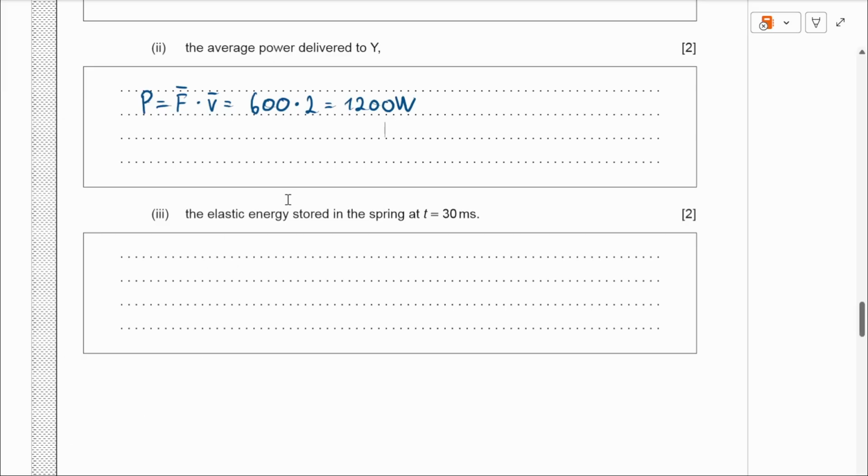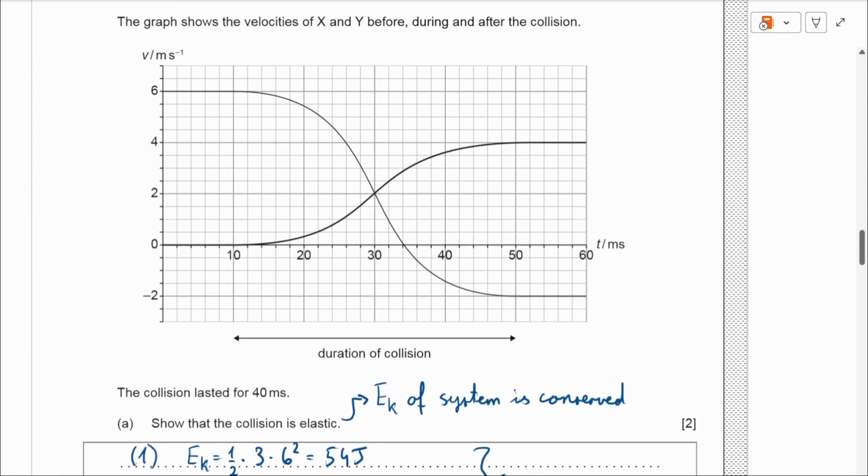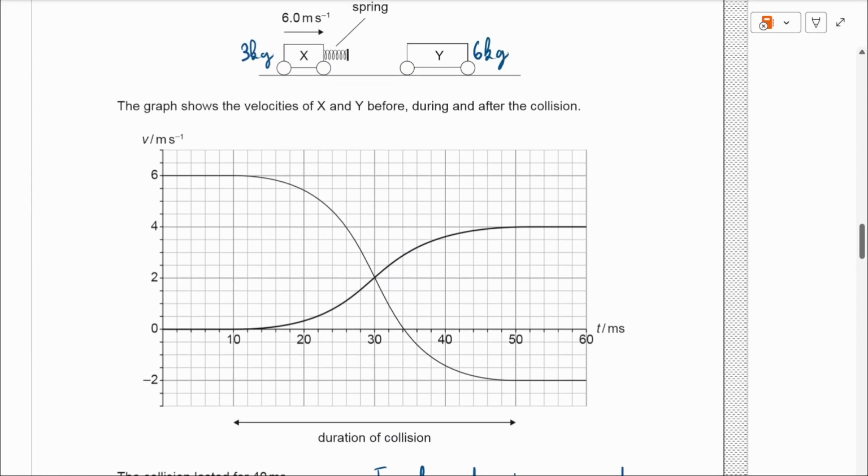Okay, and then we need to find the elastic energy stored in the spring. It is equal to 30 milliseconds. So here, what we need to really remember is energy conservation. So the energy during this entire collision is conserved. So we saw that before and after the collision, we only have kinetic energy, but during the collision, we can also have elastic potential energy. So we need to see how much kinetic energy is in the system, as the rest of the energy will be the elastic energy.